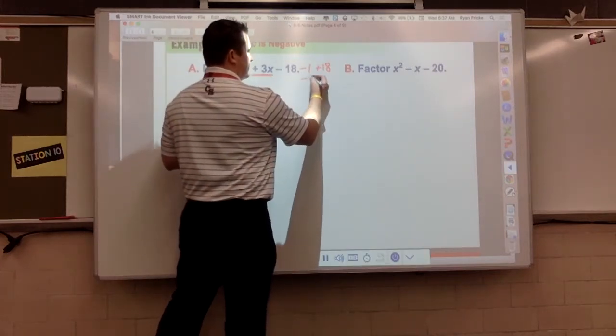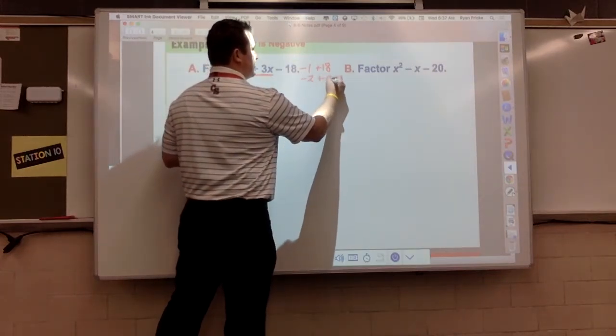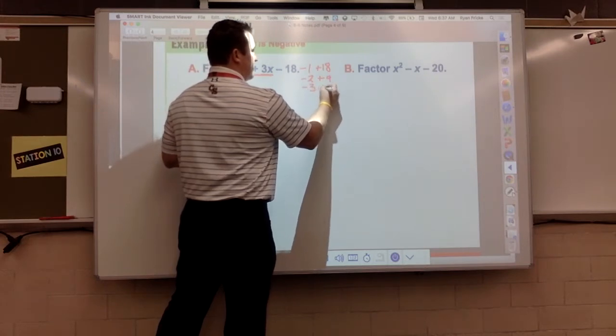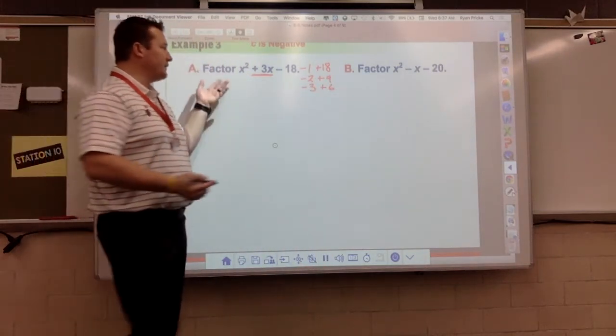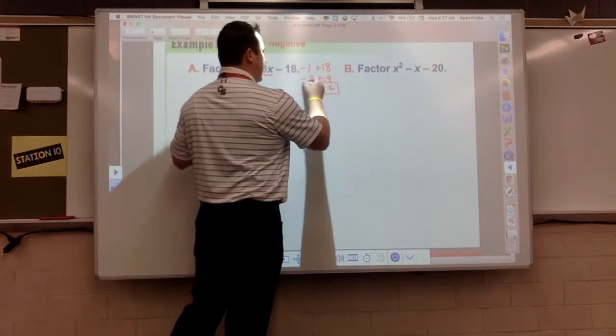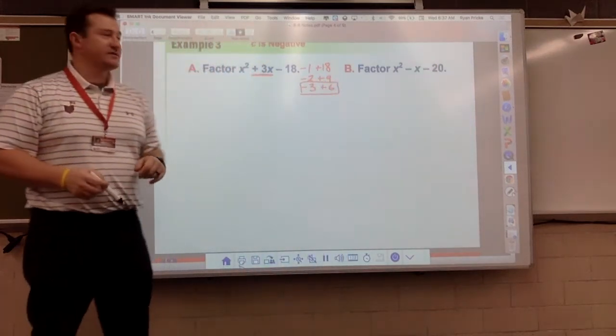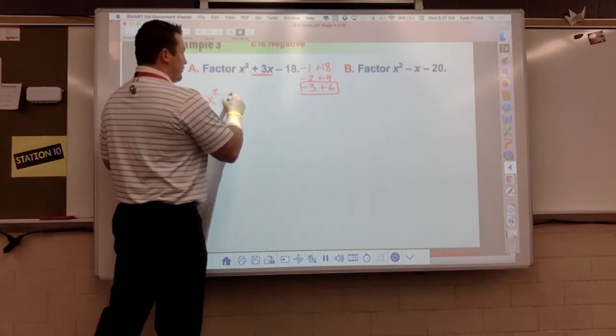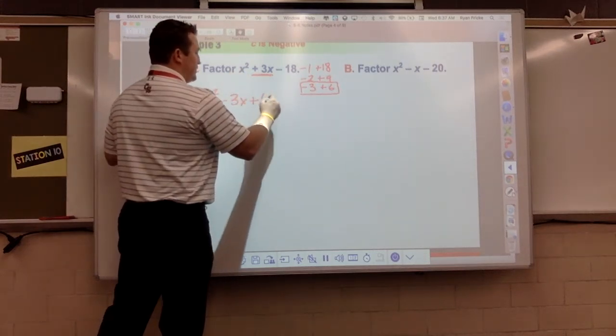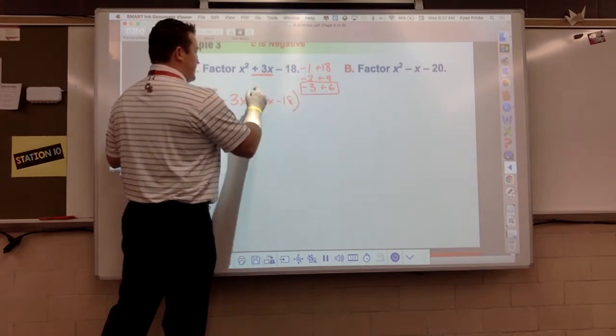So we're going to keep going here. This is going to be negative 2 with positive 9. I could have negative 3 with positive 6, and those are all my factors of 18. Obviously, this is the one we're looking for, negative 3 and positive 6. Once we find it, we are home free. Negative 3x plus 6x minus 18.